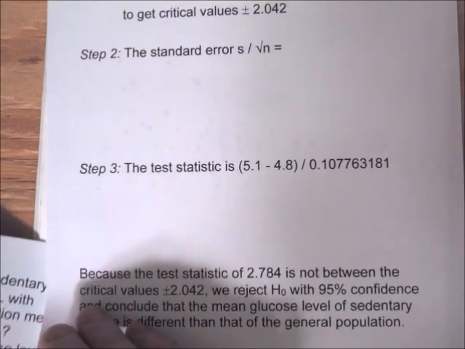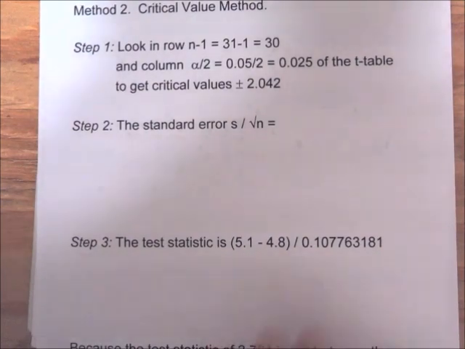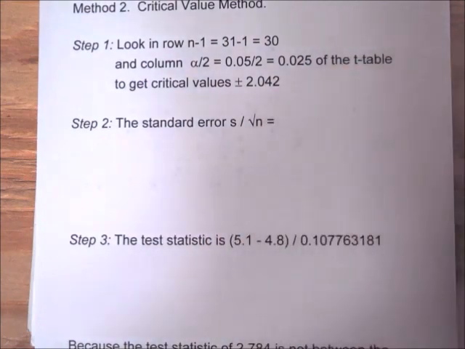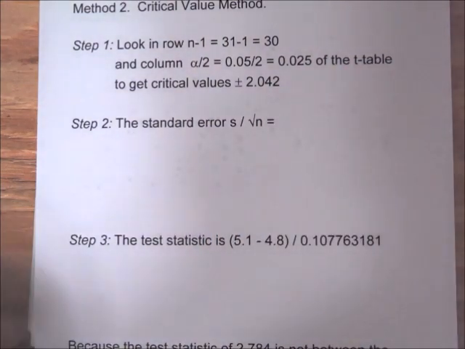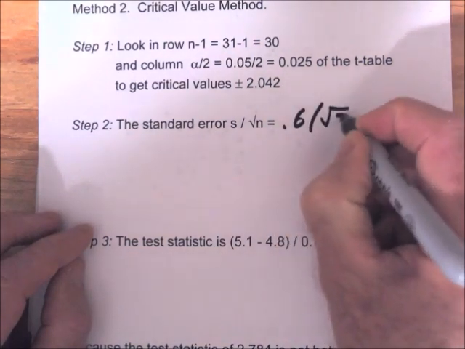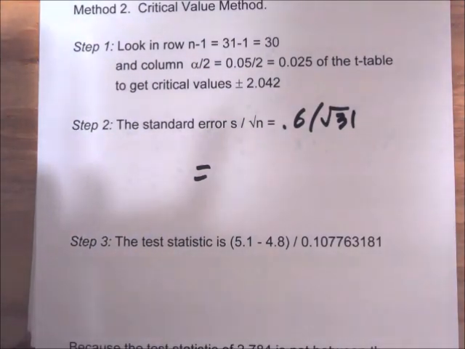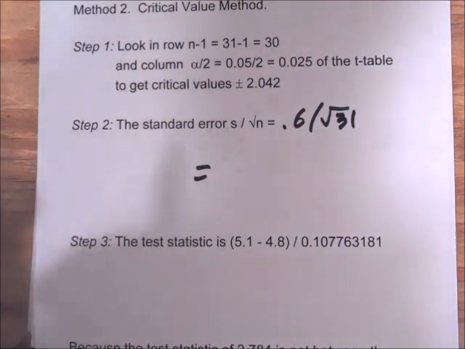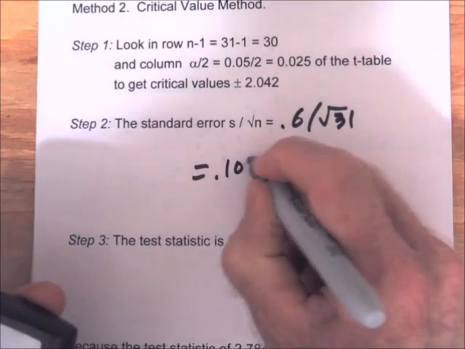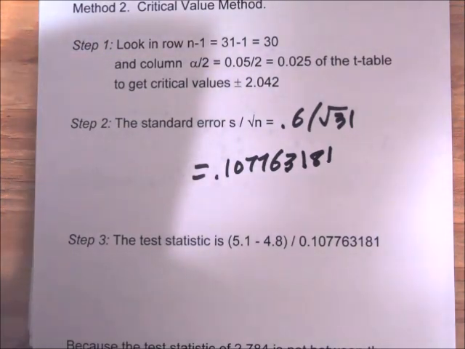We can also do the critical value method. Again, we'll get the same critical values, plus or minus 2.042. The standard error of the mean, s divided by square root of n, is 0.6 divided by square root of 31. And that's going to be 0.1 something. I'll store that in memory.